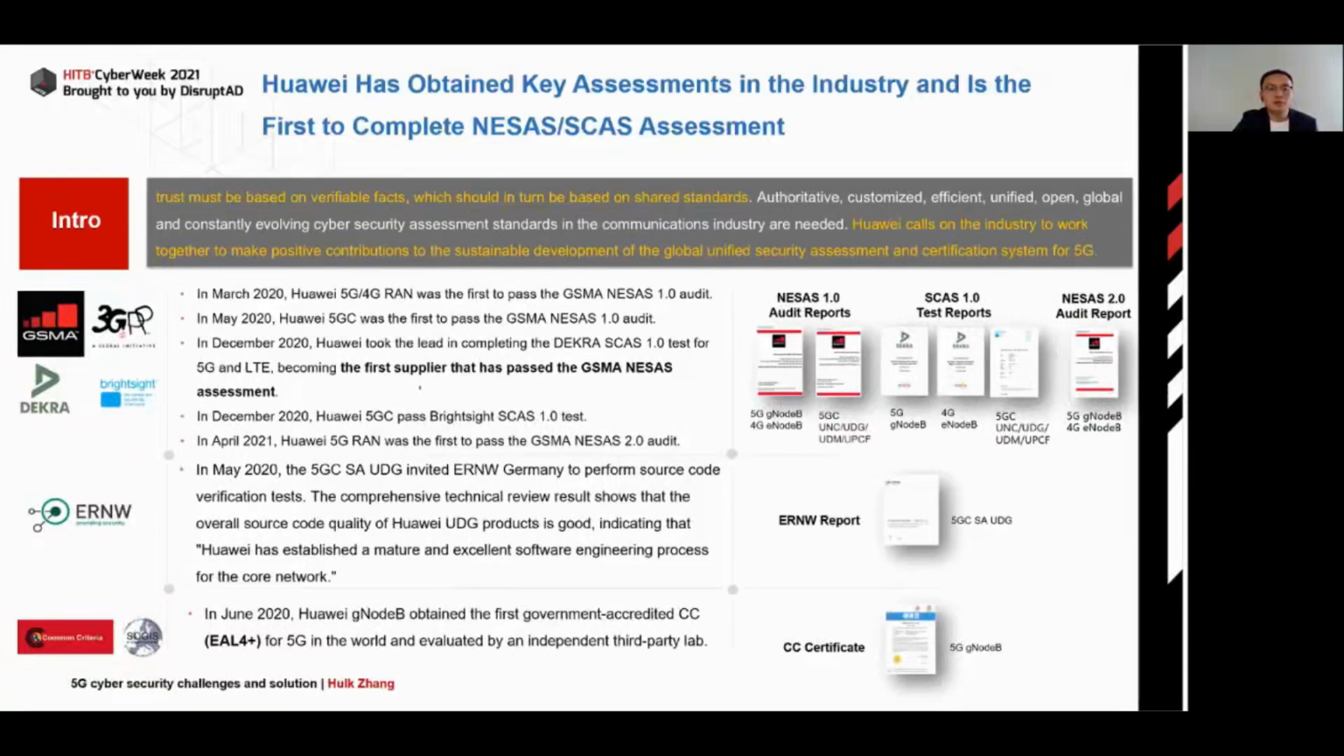Besides, we also passed other certifications or assessments, for example the Common Criteria. In June 2020, Huawei gNode obtained the first government-accredited Common Criteria evaluation EAL4+ for 5G in the world, evaluated by an independent third-party lab. Here are the screenshots of those certificates. And here we trust. We think trust must be based on verifiable facts, which should in turn be based on shared standards. And also, Huawei calls on the industry to work together to make positive contributions to the sustainable development of a global unified security assessment and certification system for 5G.